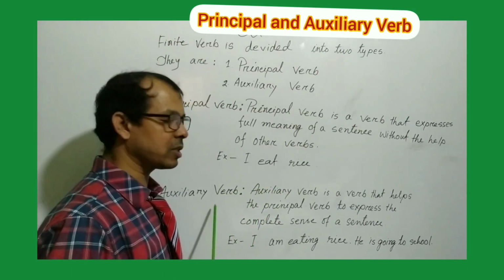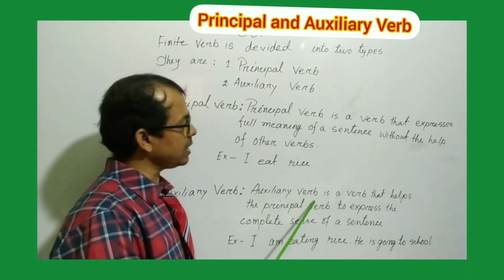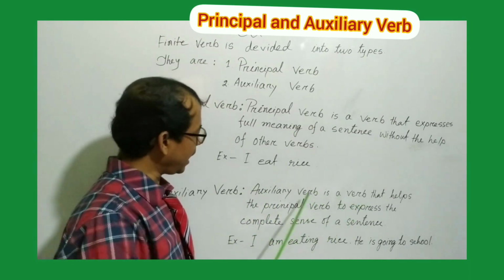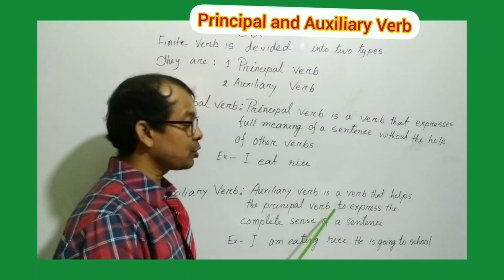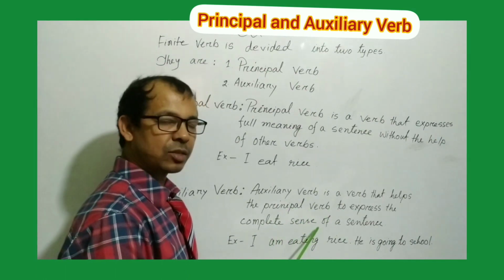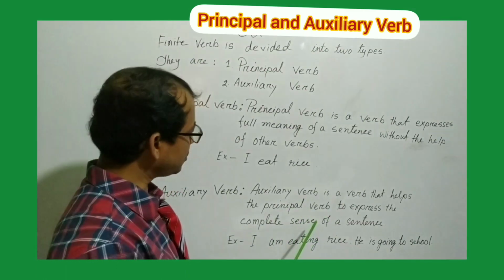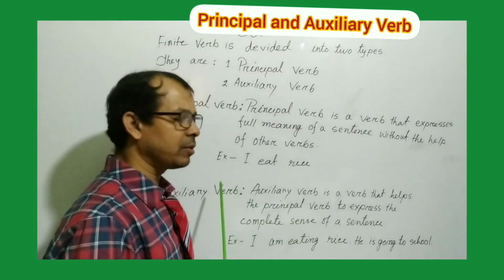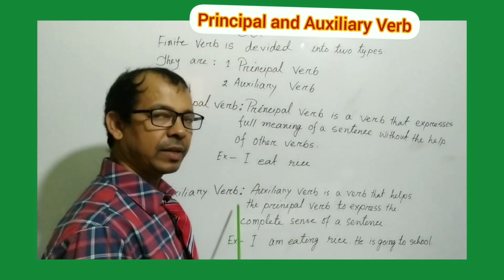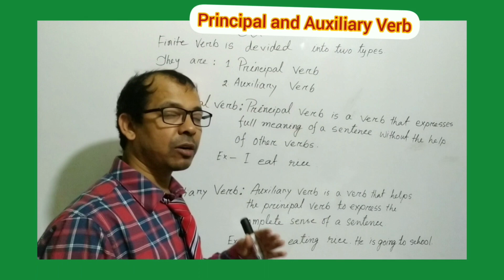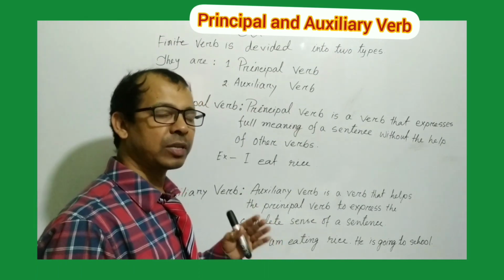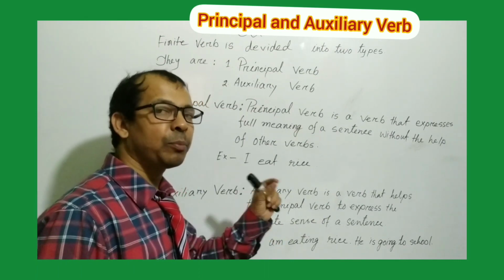And what is auxiliary verb? Auxiliary verb is a verb that helps the principal verb to express the complete sense of a sentence. My dear student, another name of auxiliary verb is helping verb. That means what is the main work of auxiliary verb? The main work of auxiliary verb is to help the principal verb.